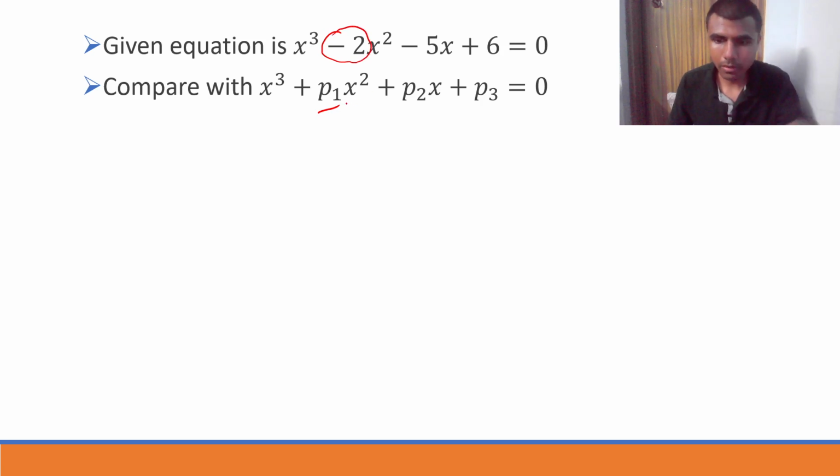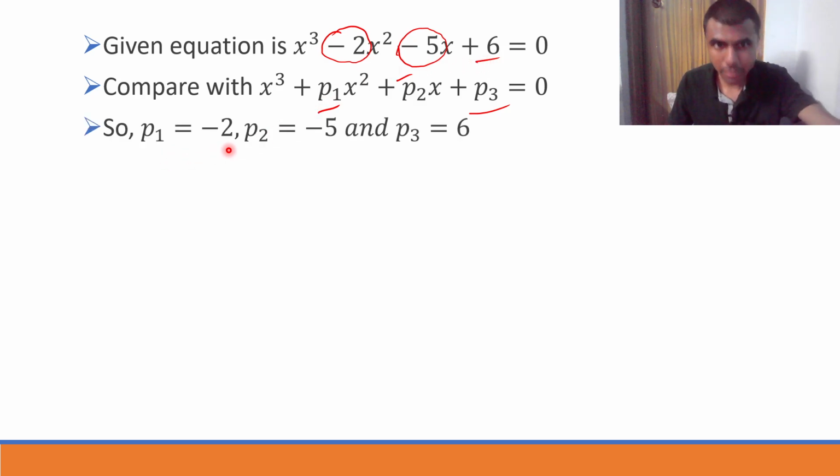So p1 is minus 2. Beside x square there is p1, and here minus 2 is there. Now beside x there is p2, and beside x here I have minus 5. So don't forget the sign, okay? Some people forget the minus. Now for p3, p3 is 6. So p1 is minus 2, p2 is minus 5 and p3 is 6.